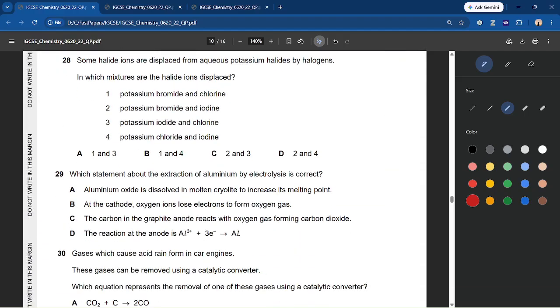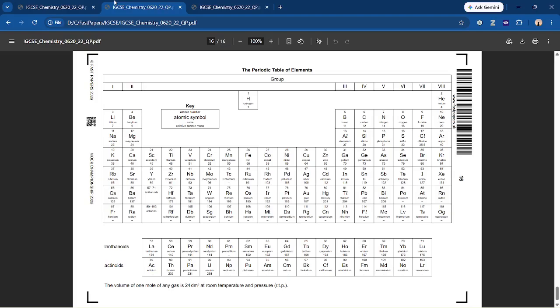Some halide ions are displaced from aqueous potassium halides by halogens. In which mixtures are the halide ions displaced? So for 28, we're looking at potassium bromide and chlorine. We're going to look at the periodic table to help out.